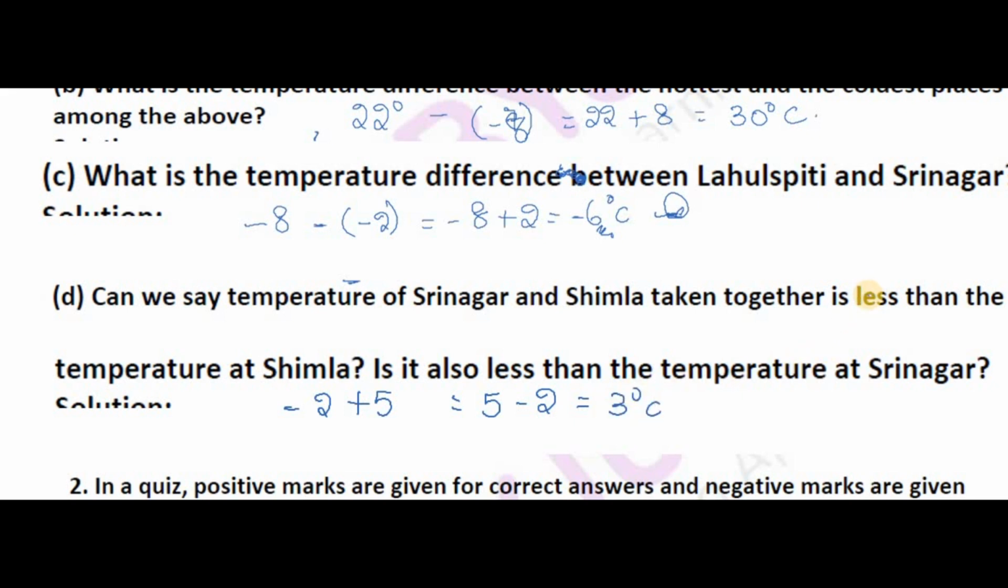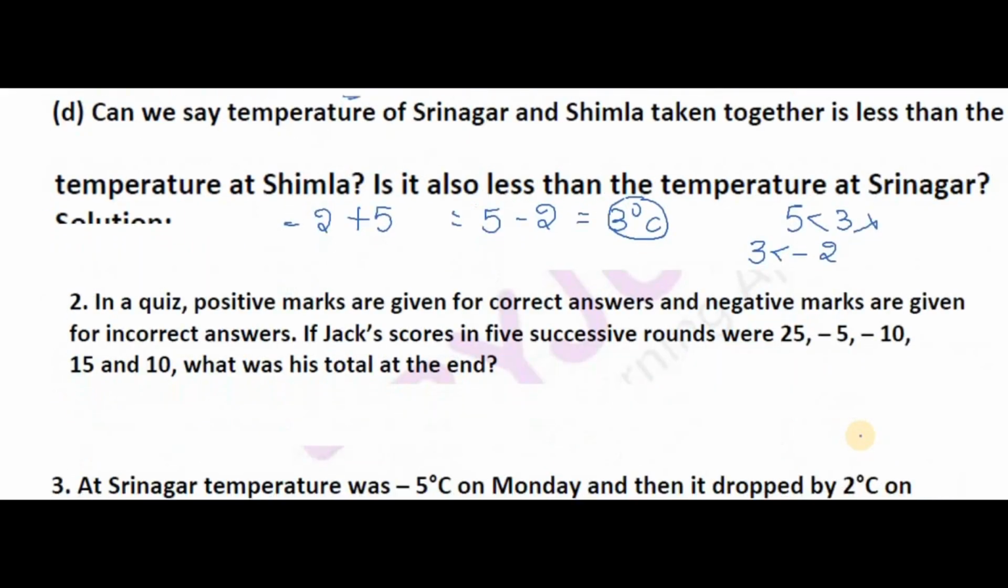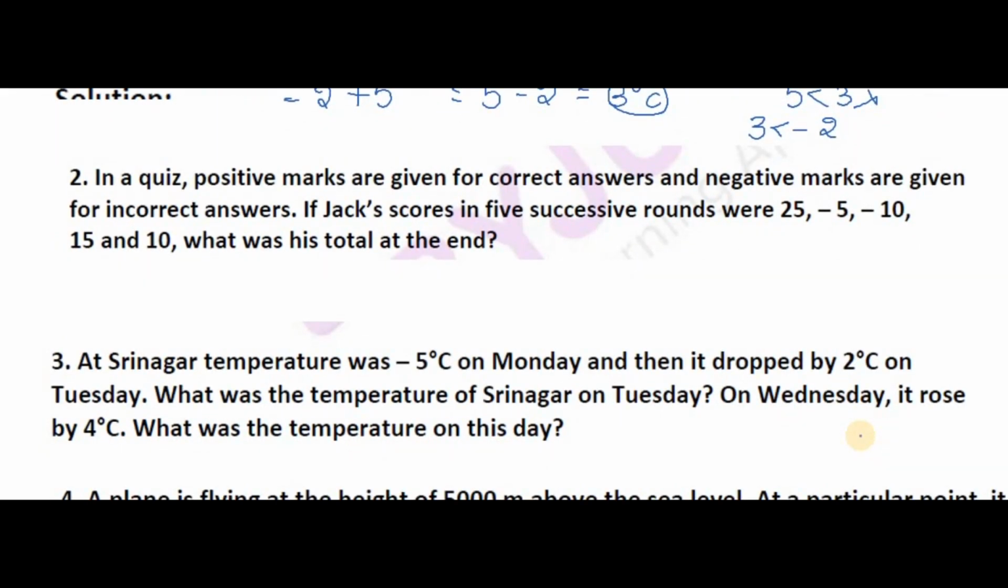And what is the question? Is less than the temperature at Shimla? No, it is not less than temperature at Shimla. It is greater than, because at Shimla the temperature is 5. 5 is not less than 3. And is it also less than the temperature at Srinagar? No, it is not less than the temperature at Srinagar. Okay. Now moving on to the second question.